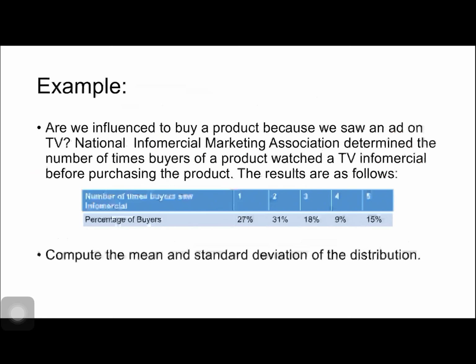We have there the number of times the buyer saw the infomercial and the percentage of buyers. Okay, so in this problem, it doesn't mean that the more frequently the buyer saw the infomercial, the higher the percentage of their buying pattern. So we need to compute the mean and standard deviation of this distribution.